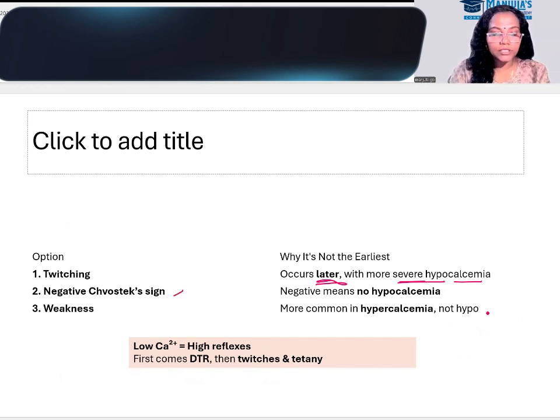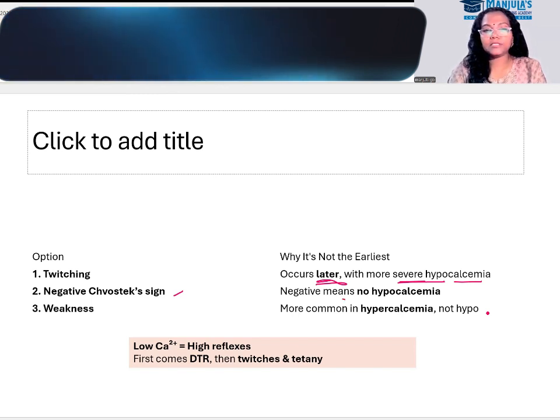Then what is the next choice? It was negative Chvostek sign. No, negative Chvostek sign, no, it is not in hypocalcemia. In hypocalcemia, it is positive Chvostek sign. Then weakness, again, it's more associated with hypercalcemia and not hypocalcemia.